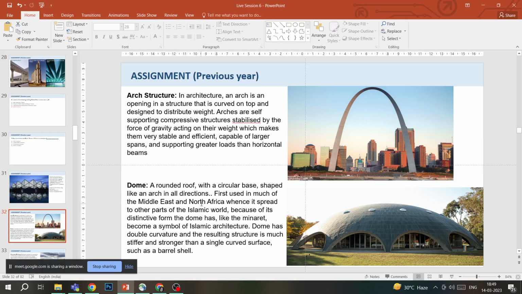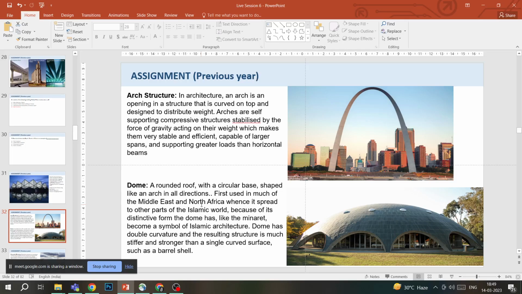And also capable of supporting greater loads than horizontal beams. Then a dome. A dome is a rounded roof with a circular base. It's shaped like an arch in all directions. A very easy way to understand a dome is that there's an arch, and then you rotate the arch around an axis and a dome forms.